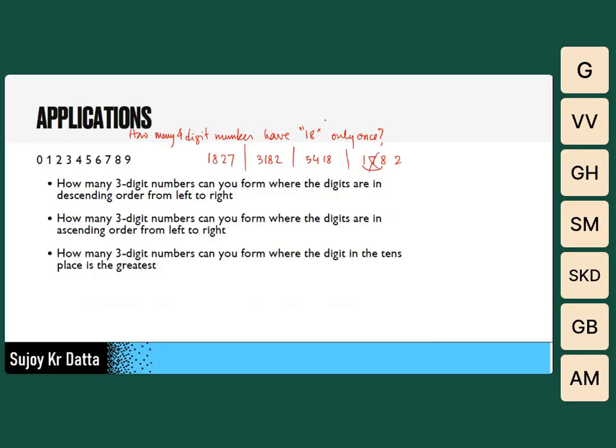No, that's not what I mean. Together as a whole, this string 18 should come exactly once in the number. How many such numbers are there? And you can use all 10 digits, 0 to 9.